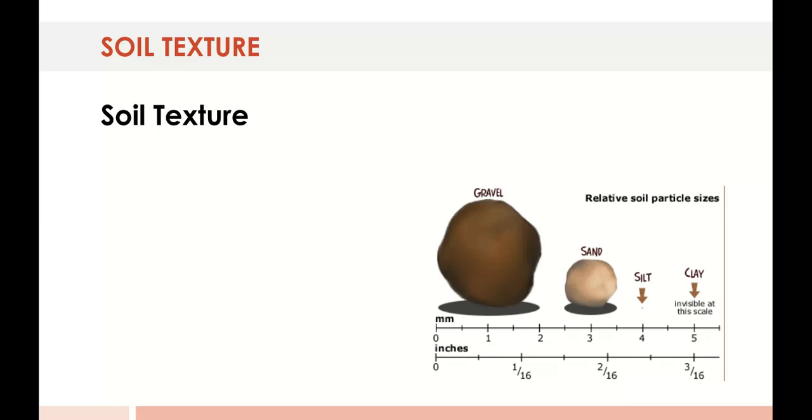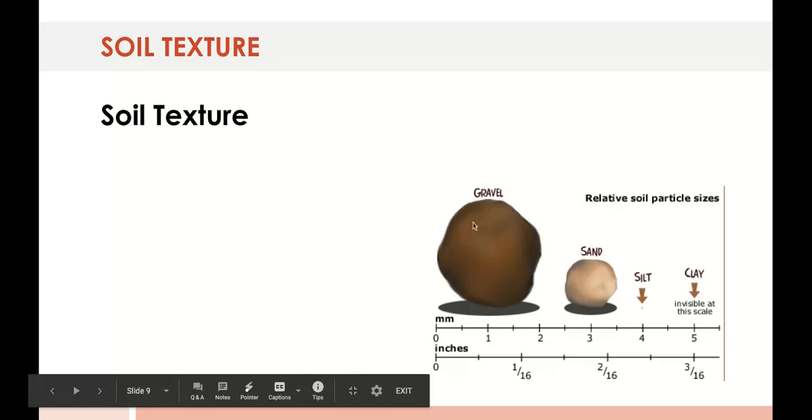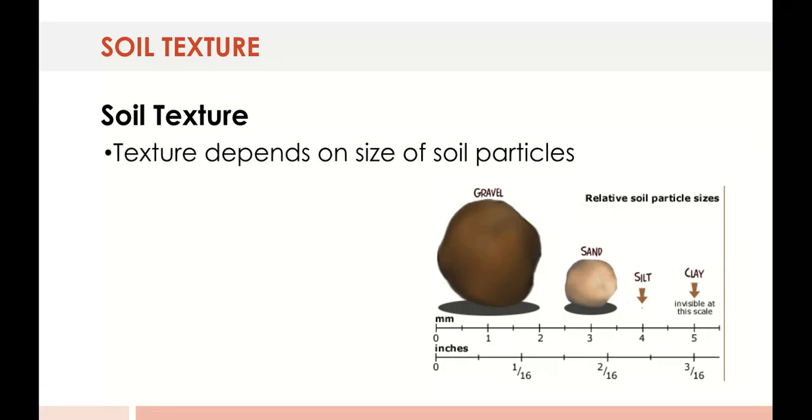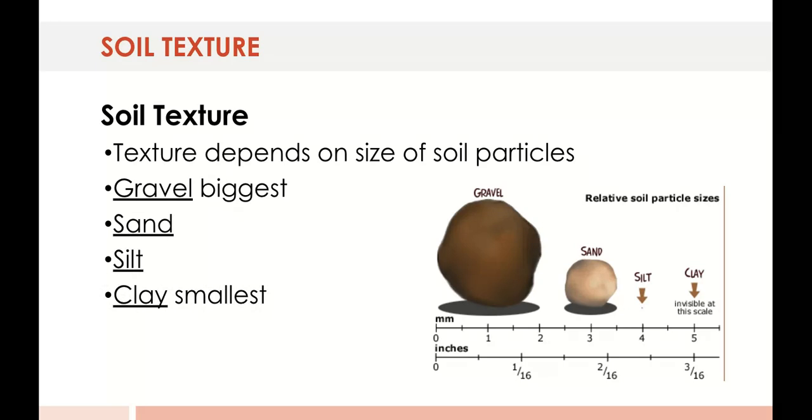Soil texture. You might remember seeing this picture before to try to show you the difference between the size of gravel, sand, silt, and clay. Remember, gravel would be the largest, clay would be the smallest. Texture depends on the size of different soil particles. Gravel is the biggest, sand, silt, and clay.